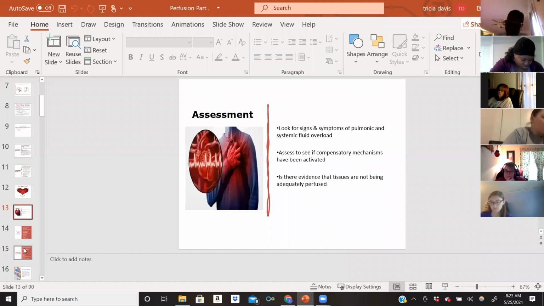All right, so when we're talking about our nursing assessment, some things that we want to look for. We want to look for signs and symptoms of pulmonic and systemic fluid overload. We're going to talk about these in more detail. We are also going to be listening to heart sounds. We're going to be looking at our patient's work of breathing. Are they using accessory muscles? Do they have adventitious lung sounds? Do we hear crackles? Do we hear wheezes?